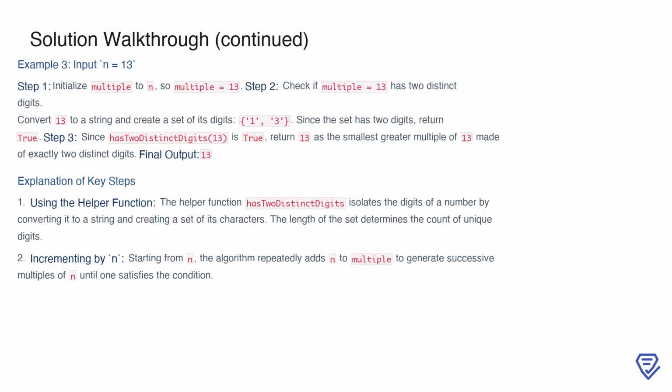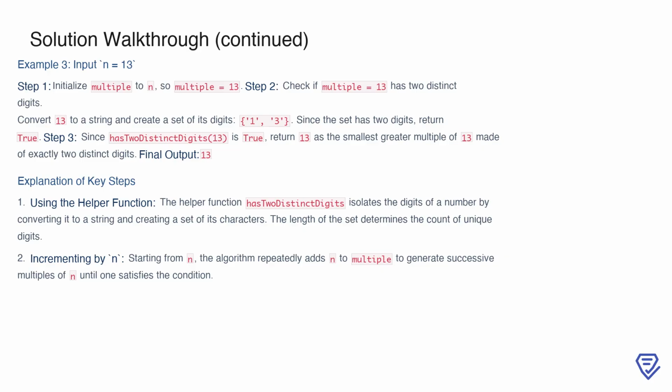For example 3, where n equals 13, we once again initialize multiple to the value of n, so multiple equals 13. When we pass 13 to the helper function has 2 distinct digits, the function converts 13 to a string and creates a set of its digits, resulting in 1, 3. This set contains exactly 2 distinct digits, so the helper function returns true. Since the condition is already satisfied, we return 13 as the smallest greater multiple of 13 made up of 2 distinct digits.